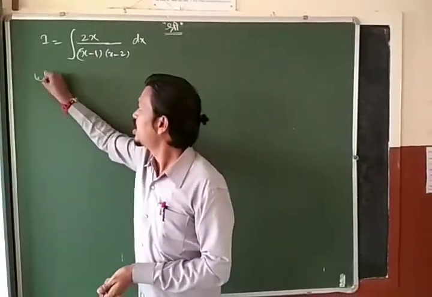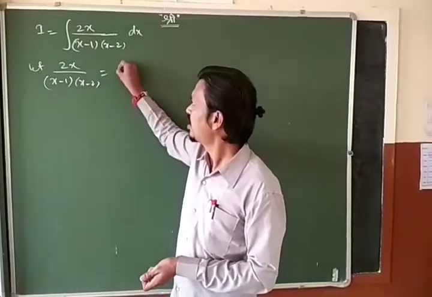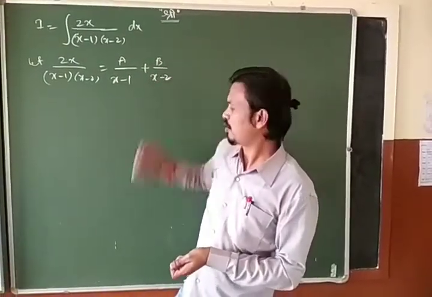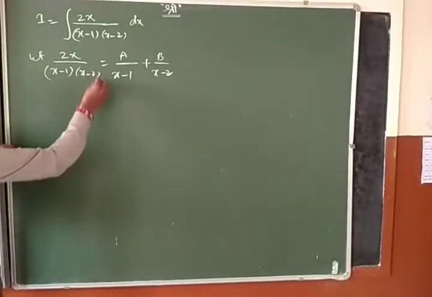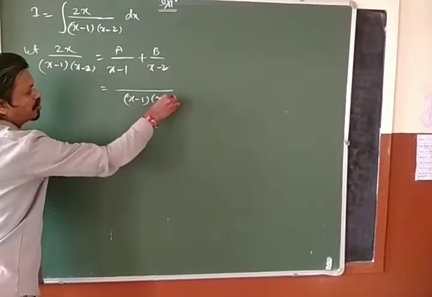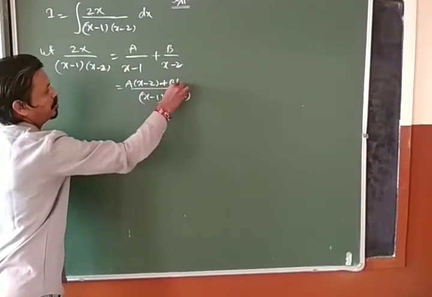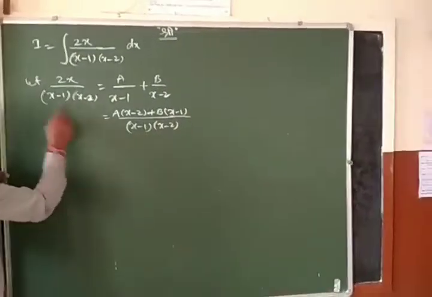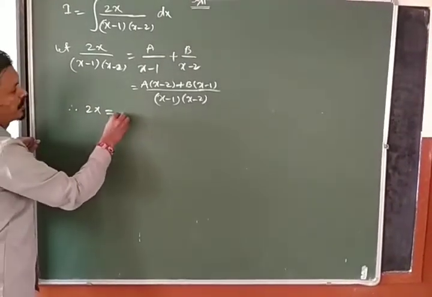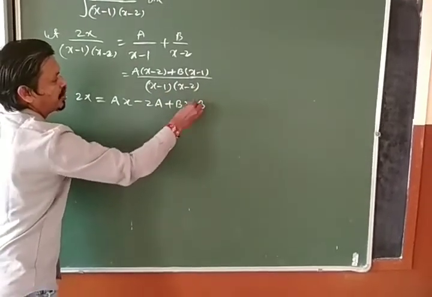Okay, so 2x upon x minus 1 into x minus 2 can be written as A upon x minus 1 plus B upon x minus 2. Now, the next step is to simplify this by taking the LCM. LCM will be x minus 1 into x minus 2. Then simplifying this, we get A into x minus 2 plus B into x minus 1. Then the denominator on both sides is the same, so it can cancel. So we get 2x is equal to Ax minus 2A plus Bx minus B.